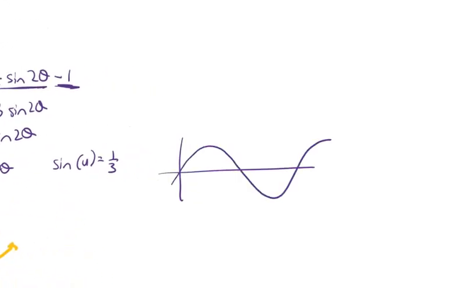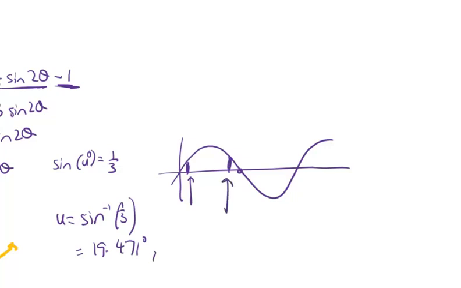So here's sine of u, 1/3. Let's see our first one. So 1/3 is pretty low. There's my first value there. This is not a nice number. So u is equal to the angle whose sine is 1/3. Now that comes out as 19.471 degrees. So we're still working in degrees. And by symmetry, I'm going to get this one here will be 180 minus that.